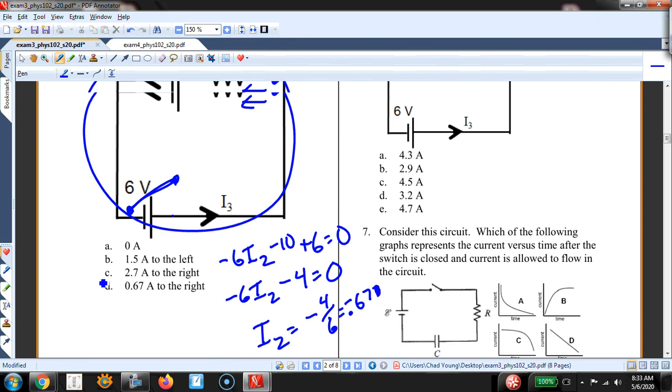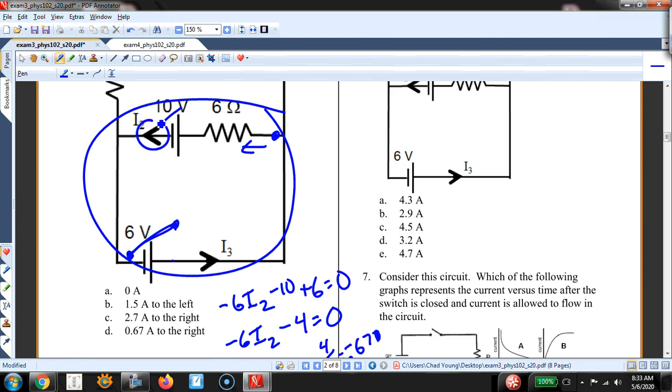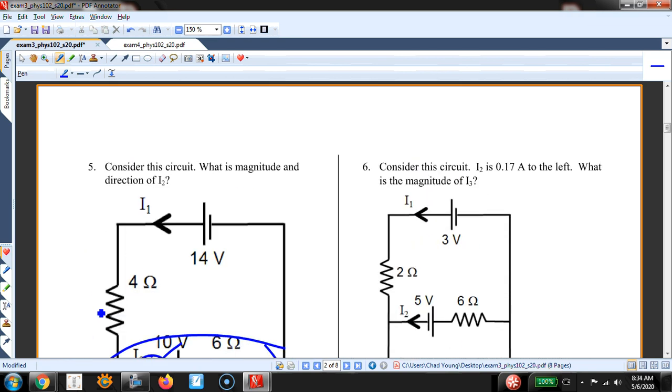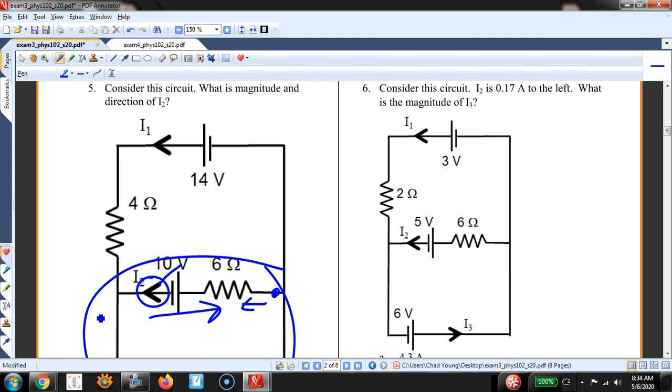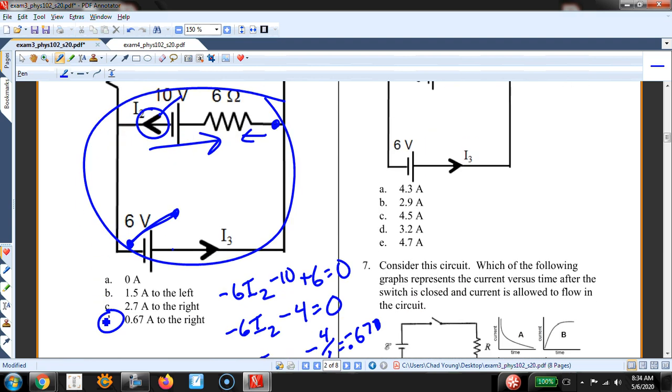So it should be to the right. Notice here that I2 is to the left, but since it came out negative, it's going to be the opposite direction. So D is the right answer. You would have known that just because of the magnitude, but I might have had 0.67 to the right and to the left, and then you have to pick it out based on is it positive or negative. I've been known to do that before. All right, so number 5 is D.